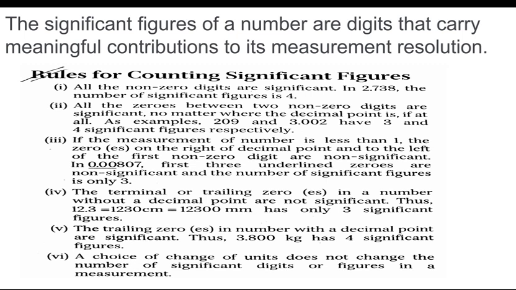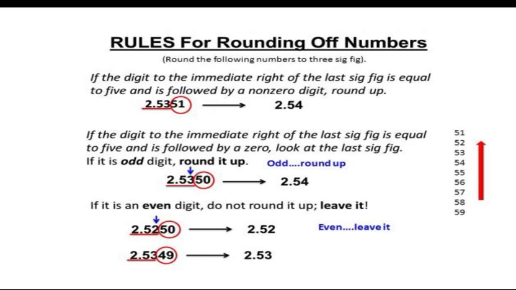Here we can use 3.800 kg, which has 4 significant figures. And then last, a change of unit does not change the number of significant digits or figures in a measurement. Okay, here we can go to rounding off.